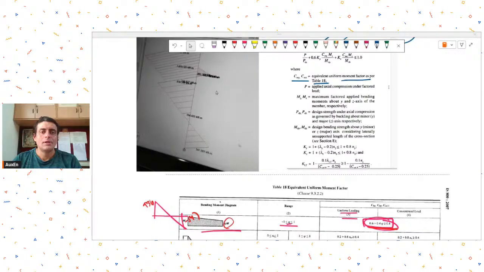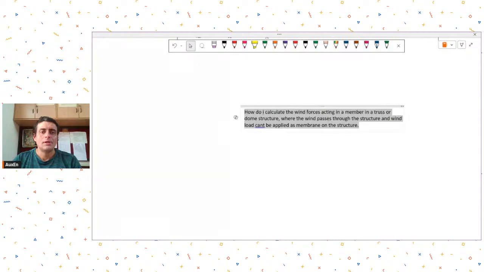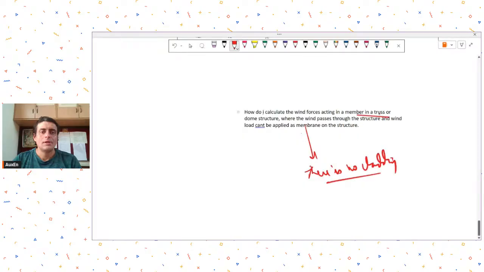How do I calculate the wind forces acting on a member, truss, or dome structure where the wind passes through and load cannot be applied? So I'm assuming there is no cladding. What I'm assuming from his question is there is no cladding, and it's a bare frame truss or a dome. This is what I'm assuming right now because he's writing where the wind passes through the structure. Although it's not very clear, my assumption is that there is no cladding, and then he is asking how to apply.